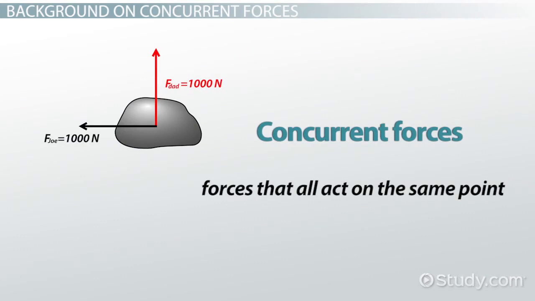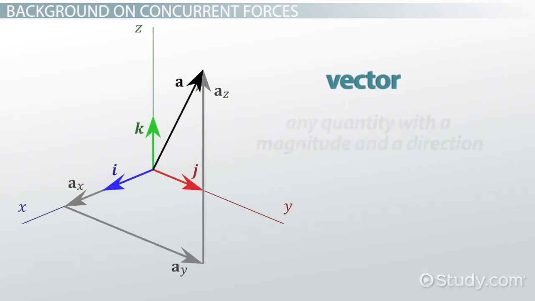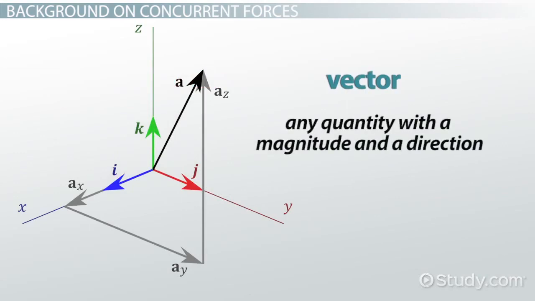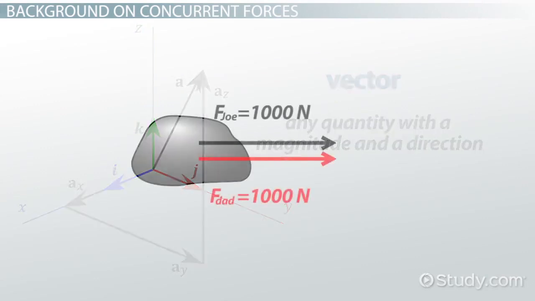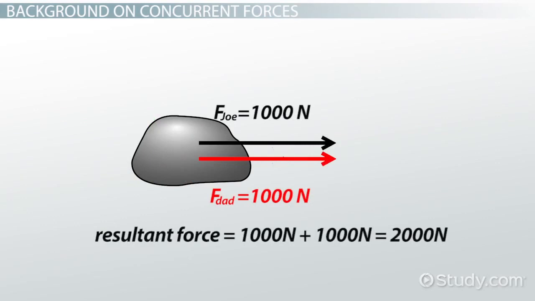To find the resultant of two concurrent forces, you can't always simply add the two amounts of force together. Why not? Because forces are vectors. A vector is any quantity with a magnitude and a direction, and the direction is the really critical part here. If Joe and his father were pulling in the same direction, then we could easily find the resultant force by simply adding their two forces together.